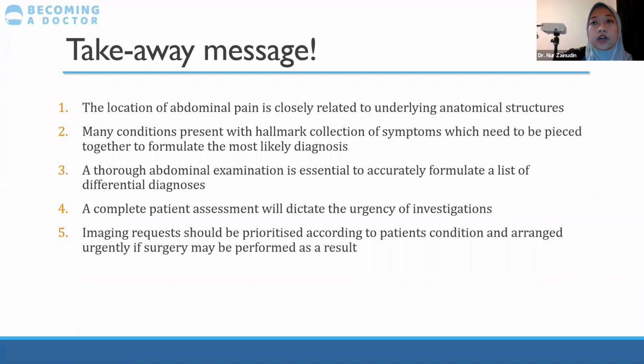So very typical ones would be appendicitis and renal colic. They're very, very textbooky. A thorough abdominal examination is essential to accurately formulate a list of differentials. So then 80% is from the history, and then the other 20% to complete it would be from the examination. And then a complete patient assessment will dictate the urgency of investigation.